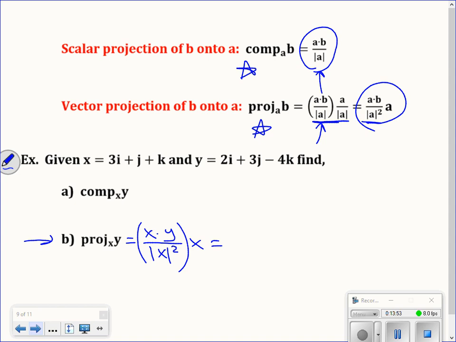So x dot y. I need 3 times 2, so 6, plus 3, plus negative 4. So 9 minus 4 is 5. I got 5. On the bottom, I have the magnitude of x, and I have to square it. The magnitude of x would be radical of 9 plus 1 plus 1, so radical 11 squared would just be 11. Then I have vector x again, which is 3, 1, 1. You could leave these apart, or you could put 15 over 11, 1 over 11, 1 over 11, and put your component form. Oh, wait, not 1 over 11, sorry, 5.